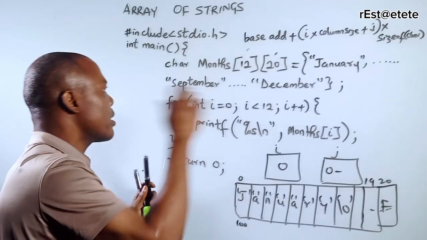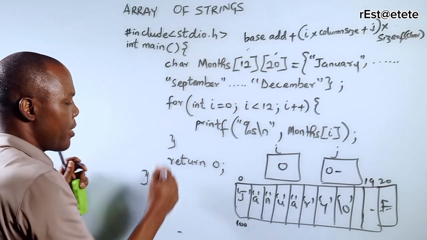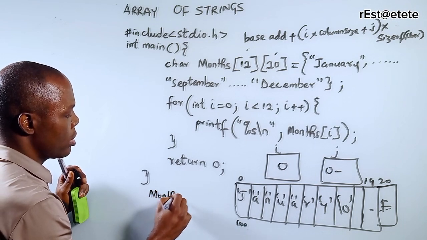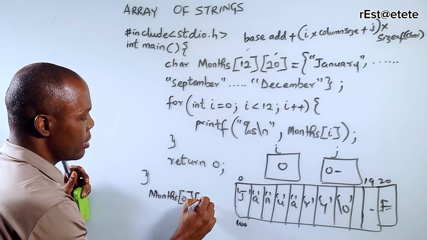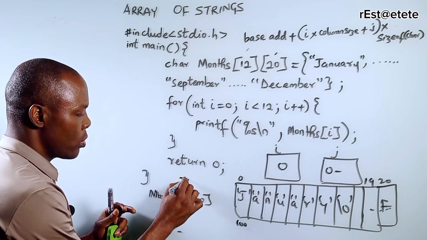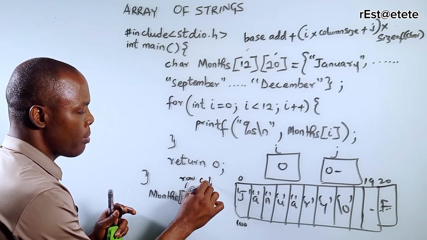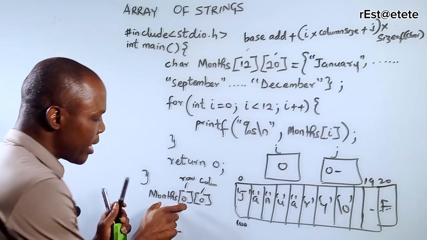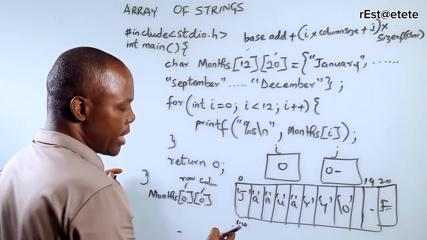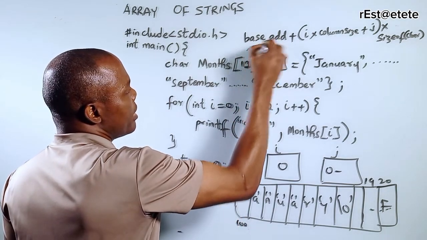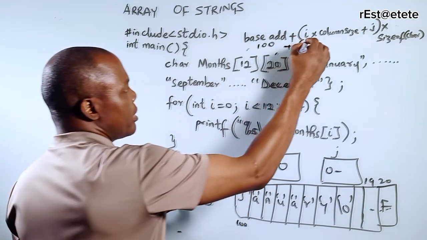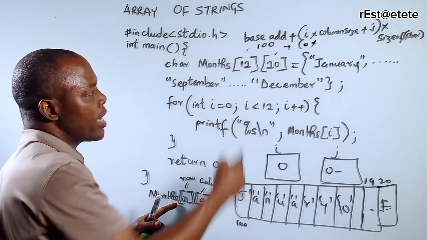So if I'm going to find January, because this is an array, so January will be month[0][0]. If I'm to print out what is in this place, this is row, and this is what? Column. Now, if I'm to print out what is here, it means I'm going to use this base address, which is what? 100. Base address is 100, plus i. i is what? 0. Multiply by what? Column size. Column size is 20.